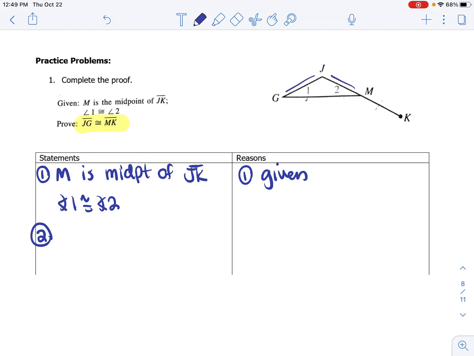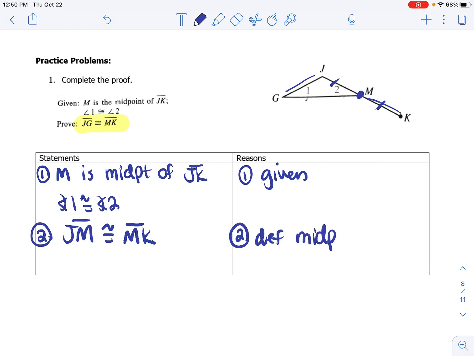So here's JG and here's MK. We want to prove those two pieces are congruent. From our given, if we know that M is the midpoint of JK, then what do we know? I know that JM must be congruent to MK. And the reason why, think about the key word in the given, it's the definition of a midpoint.